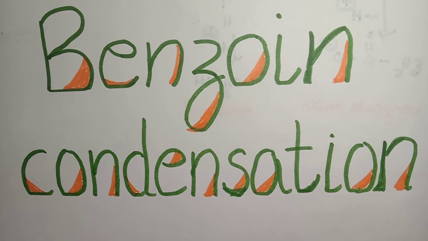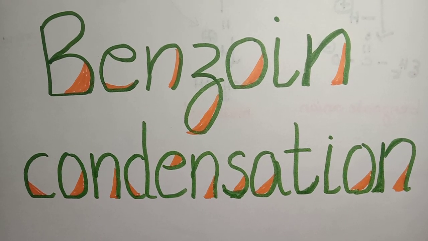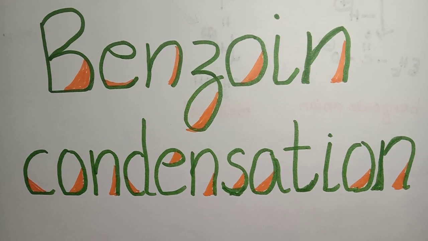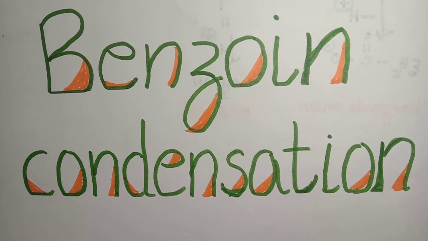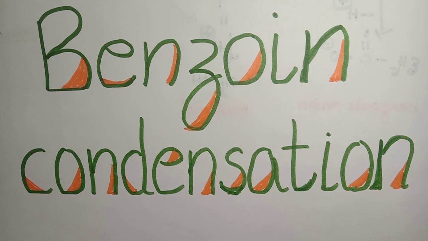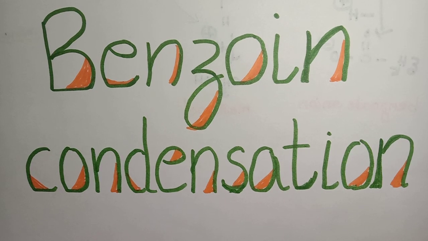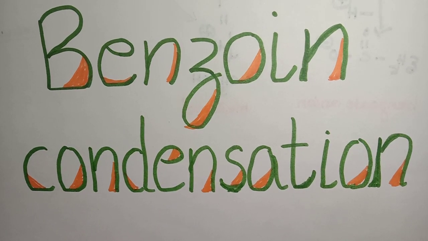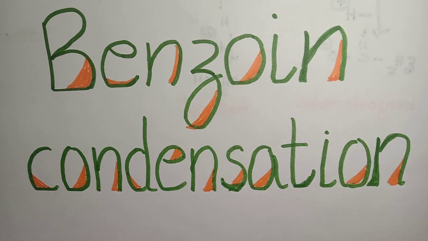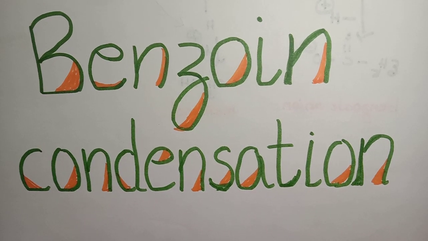You please note down. Two molecules of benzaldehyde react with one another in the presence of sodium cyanide or potassium cyanide and produce a compound known as benzoin. Spelling: Benzoin. Okay. So two molecules of benzaldehyde react with one another in the presence of NaCN or KCN and form a compound known as benzoin. Okay. So this is called benzoin condensation.